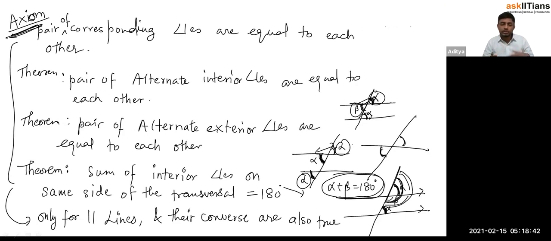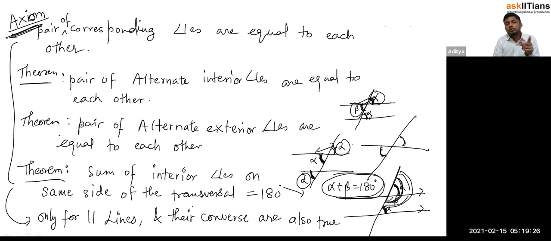Now, what are their converses? Look, if the sum of interior angles on the same side of the transversal is 180 degree, then the lines will be parallel. This is the converse of this theorem. So are you understanding what we are saying? Right now the theorem was, if there are two parallel lines and there is a transversal which cuts them, then the sum of the interior angles would be 180 degree. The converse is that if there are two lines, there is a transversal such that the sum of interior angles on the same side of the transversal is 180 degree, then the lines will be parallel. This is the converse.